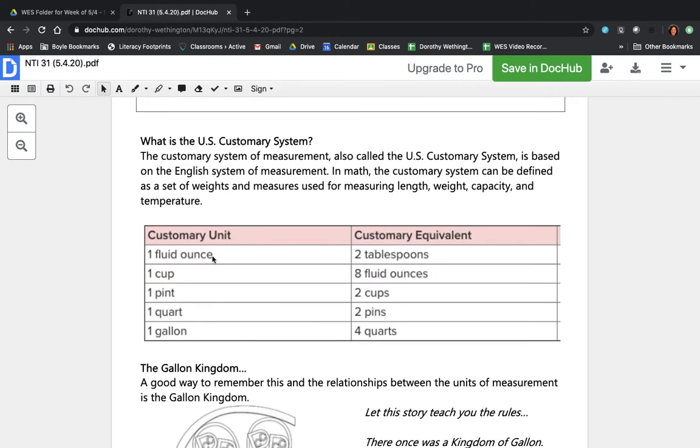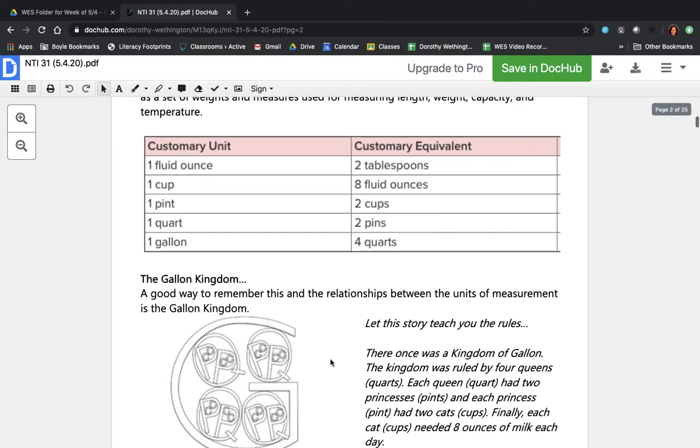The customary unit of 1 fluid ounce is the customary equivalent of 2 tablespoons. 1 cup is equivalent to 8 fluid ounces. 1 pint is 2 cups. 1 quart is 2 pints. 1 gallon is 4 quarts.